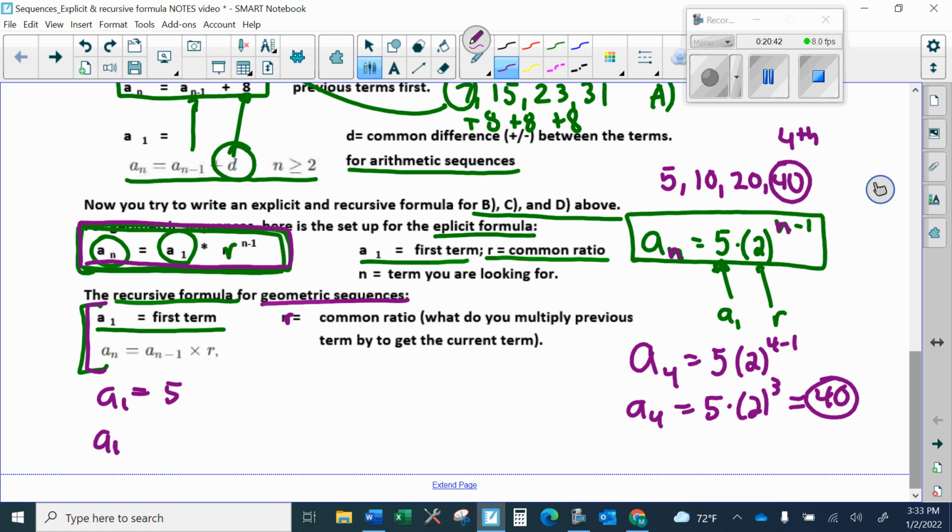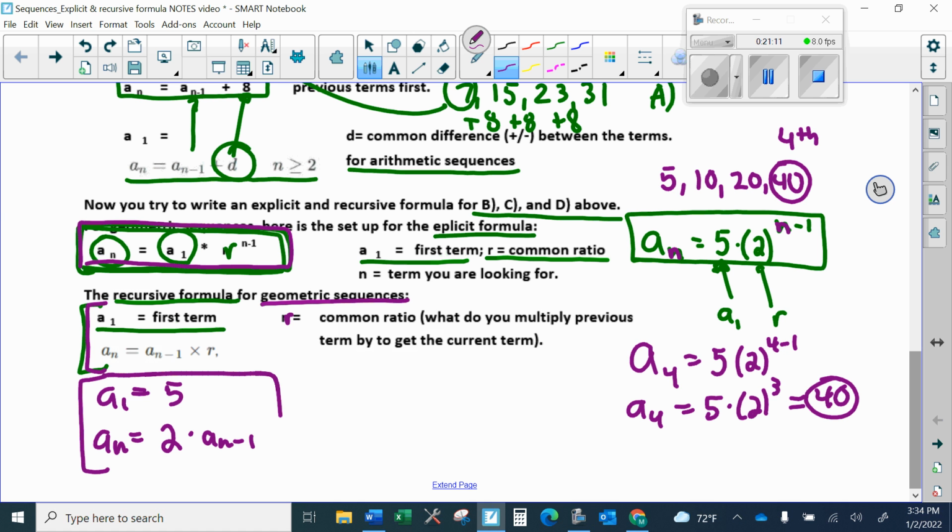Then I write down a sub n equals a sub n minus 1 times, now I like putting the common ratio out front first. So the common ratio is what? 5. I mean 2, I meant. Times a sub n minus 1. Okay, that would be my recursive formula right there. That would be my answer.